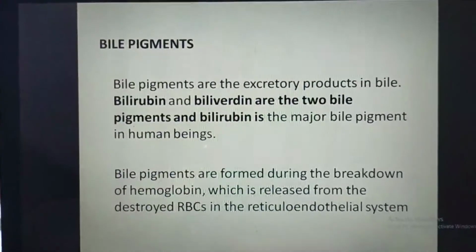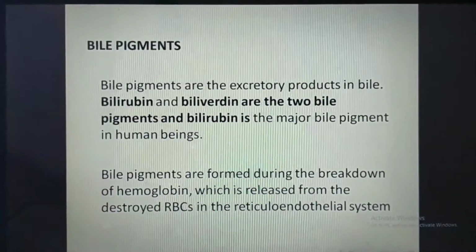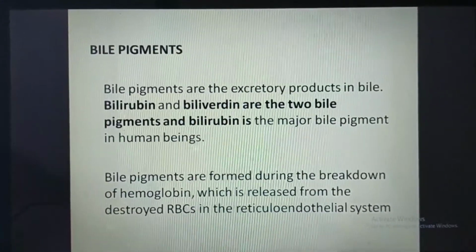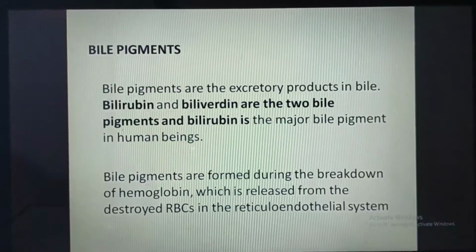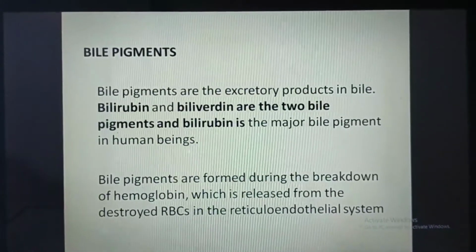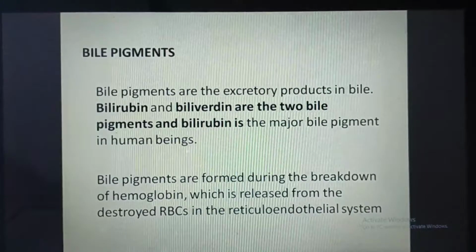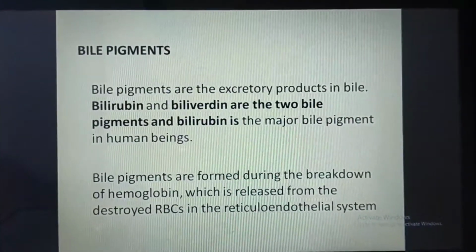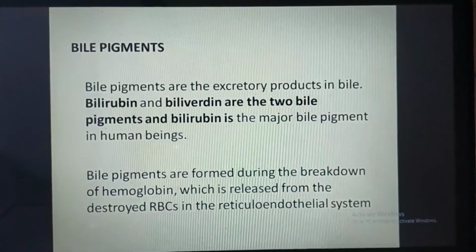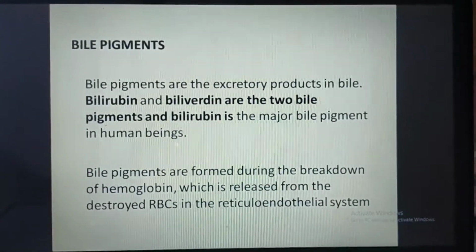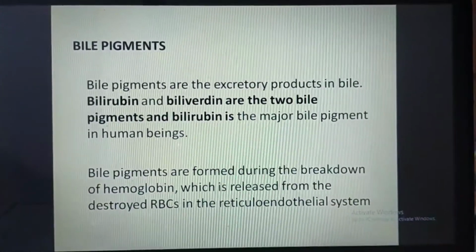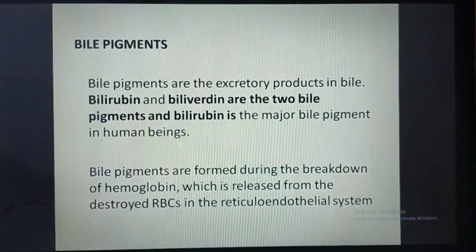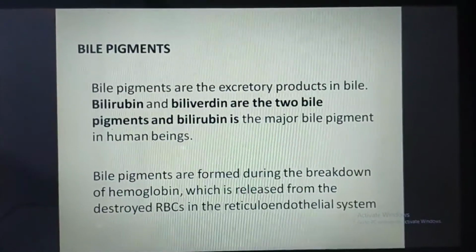Bile pigments. Bile pigments are the excretory product in bile. Bilirubin and biliverdin are two bile pigments, and bilirubin is the major bile pigment in human beings. Bile pigments are formed during the breakdown of hemoglobin, which is released from the destroyed RBCs in the reticuloendothelial system.